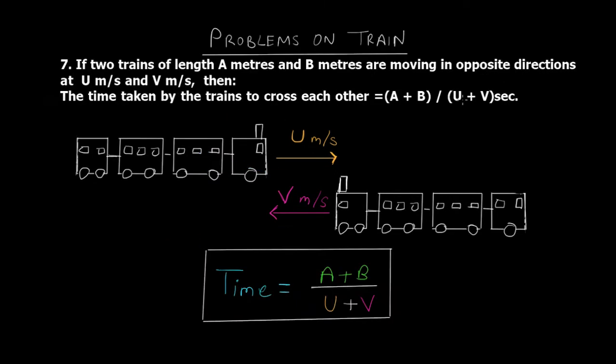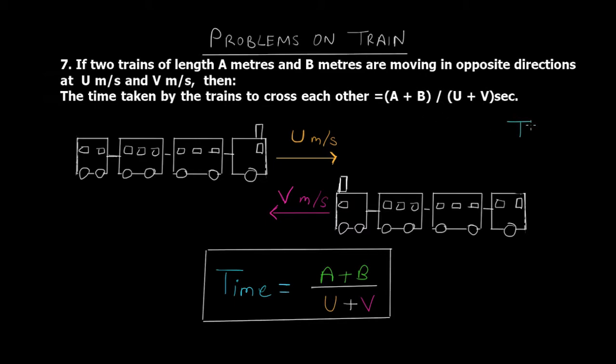So point number 7 states that if two trains of length a meter and b meter are moving in opposite directions, as you can see in the diagram, at speed u meter per second and v meter per second, then the time taken by the trains to cross each other is equal to (a plus b) divided by (u plus v) seconds. Okay, so for this we need to understand the formula of time, distance and speed.